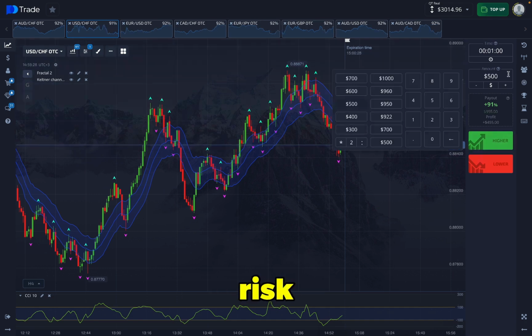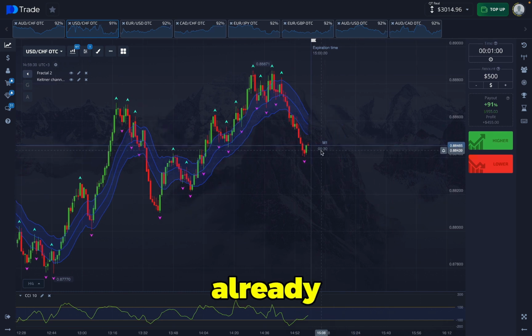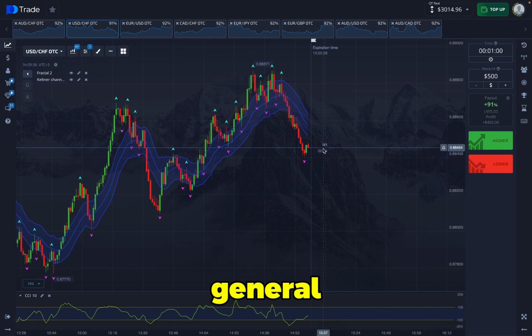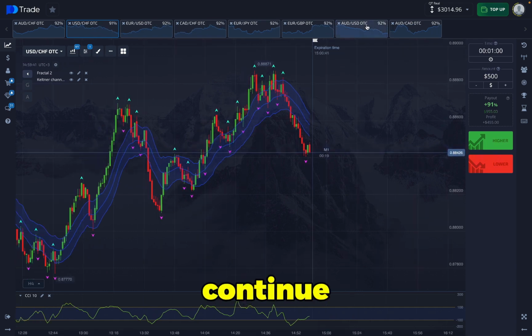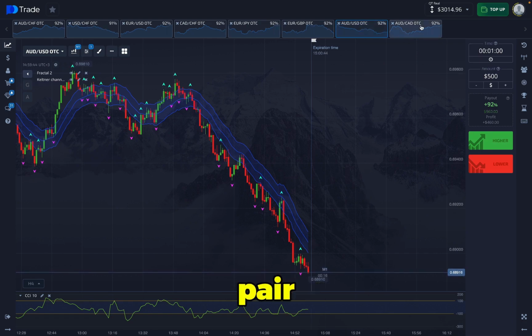I don't want to risk the balance too much. We are already in the black with you by 2,000. And in general, if it's $500 less, I won't be so upset. So let's continue and select the final currency pair.